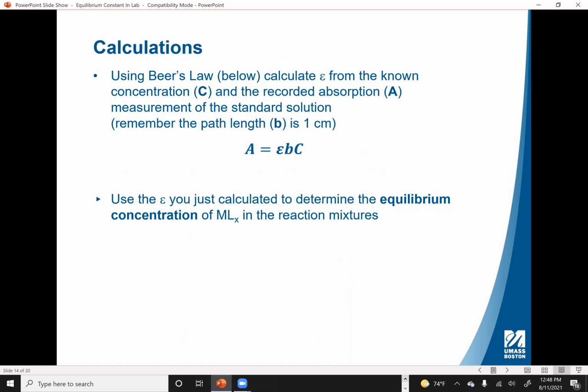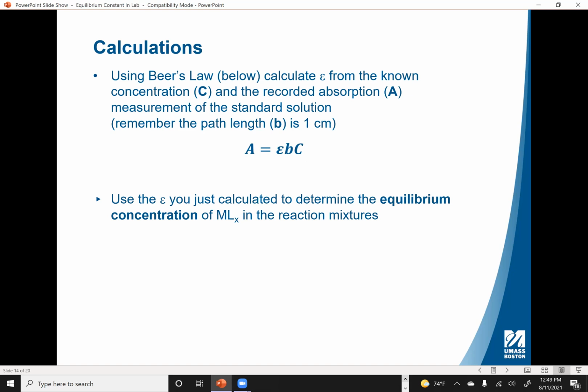So the very first calculation we are going to be doing is using the standard solution. So the standard solution, we will know what the concentration is. So we know what the C value is. We will also know that our path length is 1 centimeter. So it's always 1 centimeter. And then we will be reading the absorbance of the known concentration. So from that, we can determine what epsilon is, or the extinction coefficient of the ML complex.